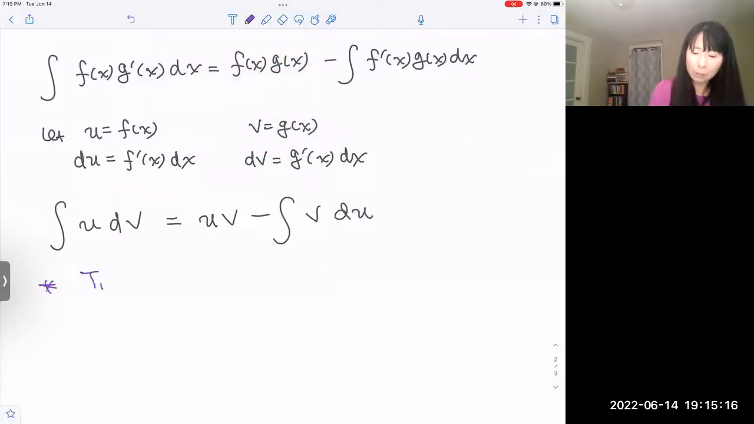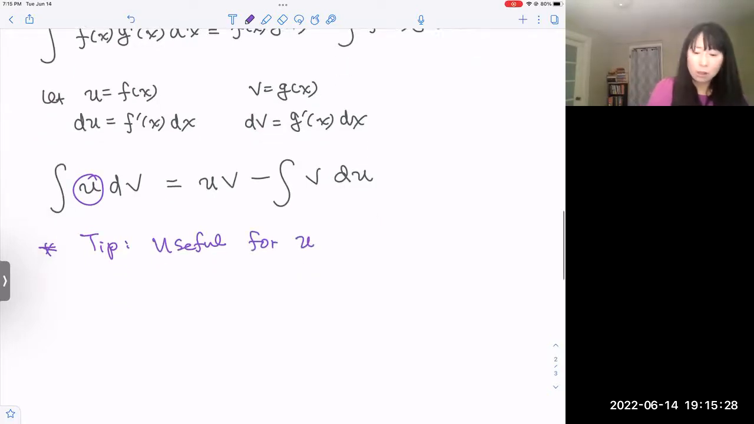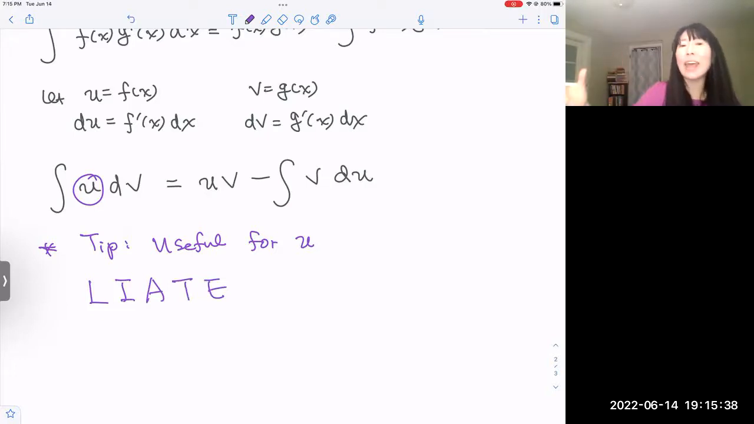Let me give you a tip. For choosing u, we are using LIATE. I don't know how you pronounce it, or how other professors pronounce it. So I'm using LIATE. This one is for logarithmic or natural log.